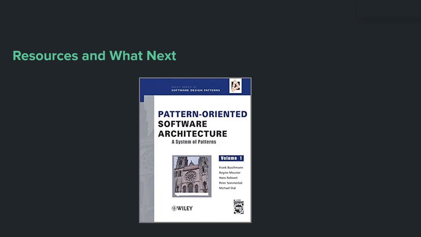I hope by now you have a fair idea of the microkernel pattern and understand the basic concepts and hopefully can explain them to others.